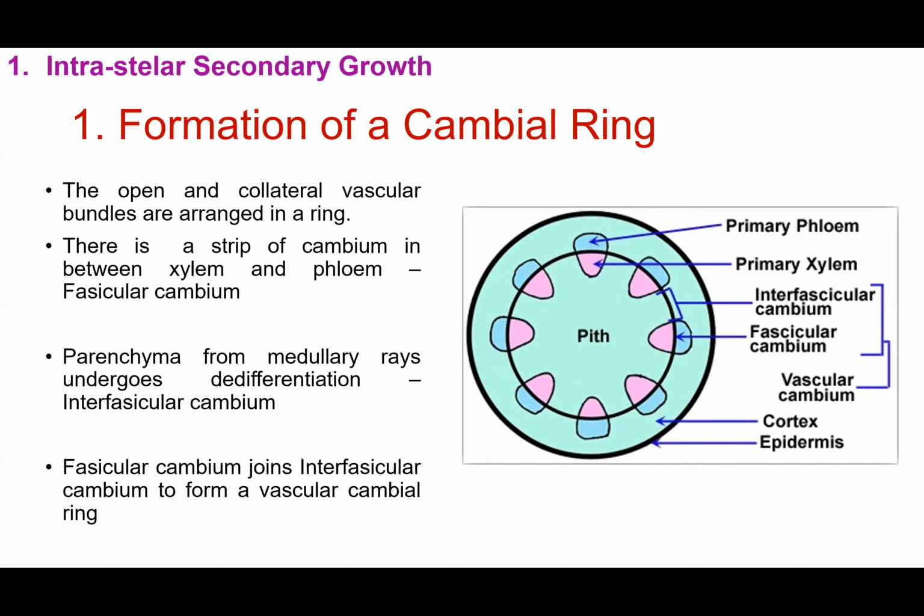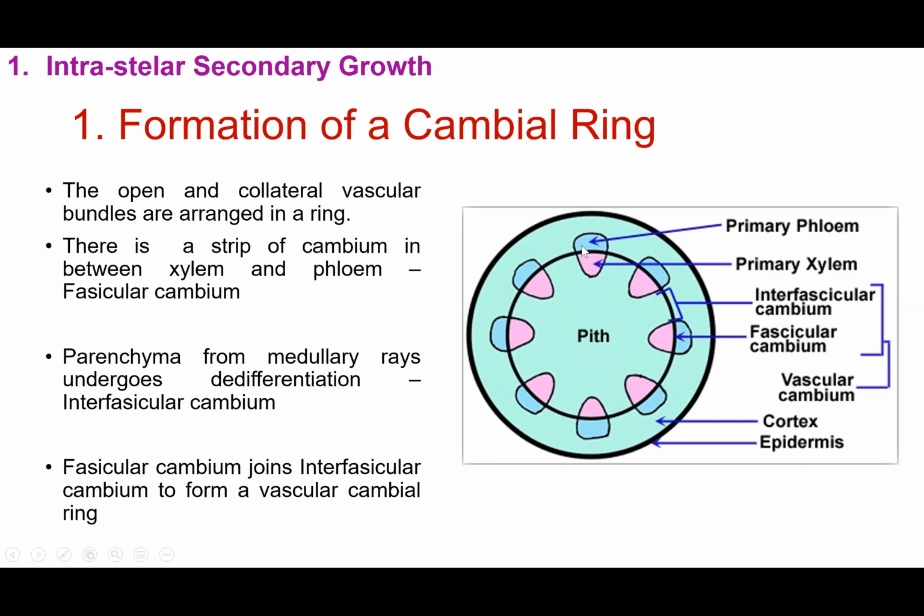So initially when the plant is young and there is only primary growth happening, then you have xylem, that is indicated in pink here, and phloem towards the outside. And in between them you have vascular cambium which separates xylem and phloem. So the vascular bundles which have the cambium in between are open vascular bundles, and in which xylem and phloem are arranged inside and outside.